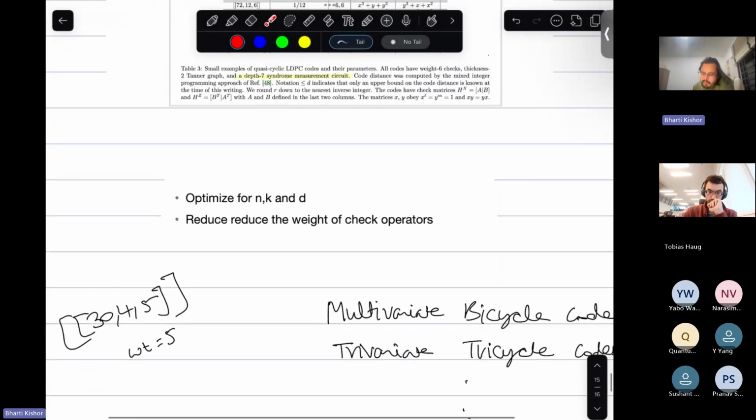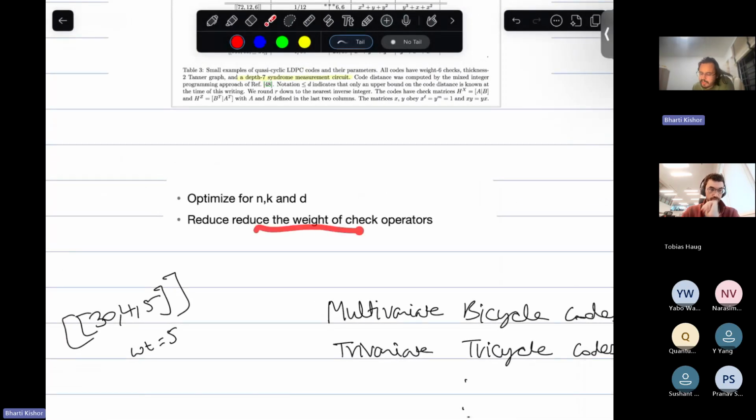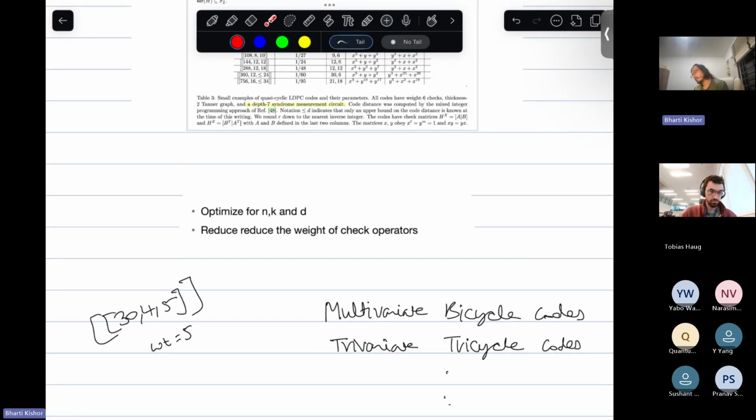And one can ask, can one optimize for n, k, and d? Can one reduce the weight of the check operators? And in fact, with Tobias and others, we extended this to multivariate bicycle codes, and we got some nice codes such as the 34.5 code, and so on. Lucas and Seaman and others were involved. And then there are other extensions also, which are trivariate bicycle codes. So I think that's it.